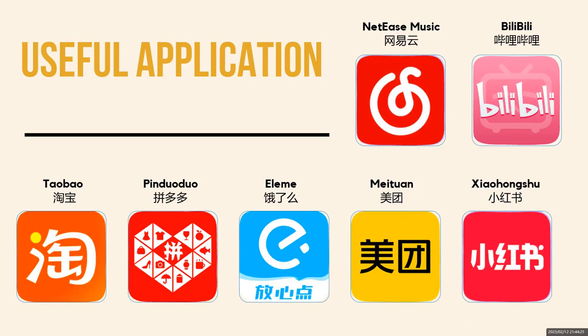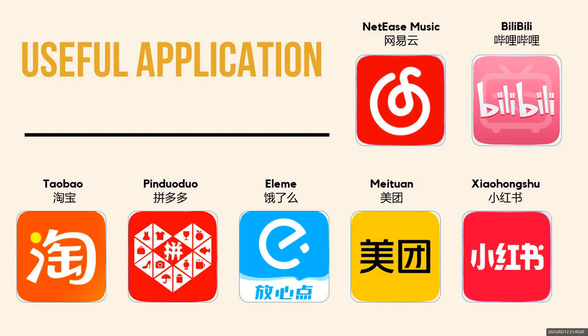Next, Ele.me and Meituan. Basically, these two are food delivery apps. Some countries have something called Uber Eats or Grab. So these two are the same thing, Meituan and Ele.me. Basically, if you want to order food from a restaurant nearby, even if you want to order fresh vegetables, you don't even have to go to the market every day to buy vegetables or meat or anything. Ele.me and Meituan will do all this for you.